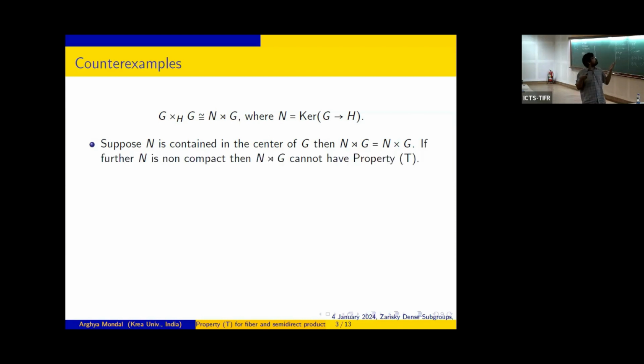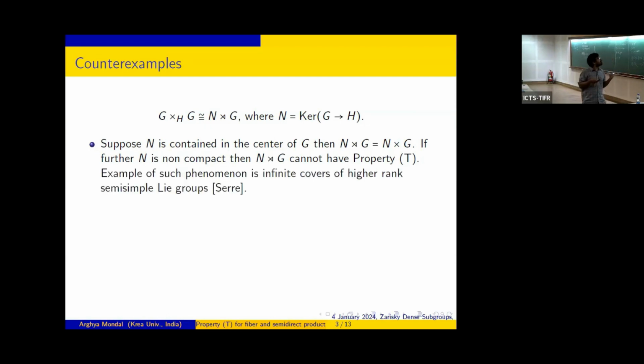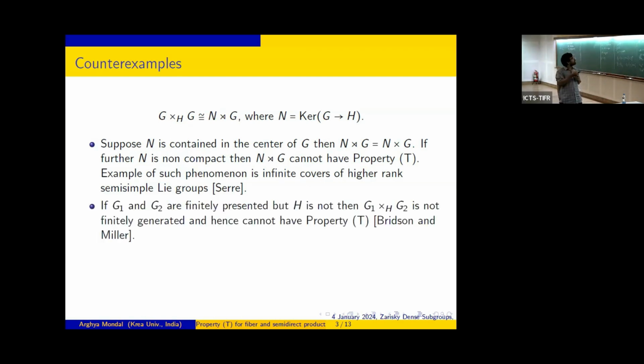If you take N to be non-compact, it is a non-compact abelian group, so it cannot have property T, so N semidirect product G cannot have property T either. Examples of property T groups having an infinite center are given by infinite covers of higher rank semisimple Lie groups, which is possible if you have a Hermitian symmetric space of Hermitian type. And this is a result due to Said that the cover will also have property T.